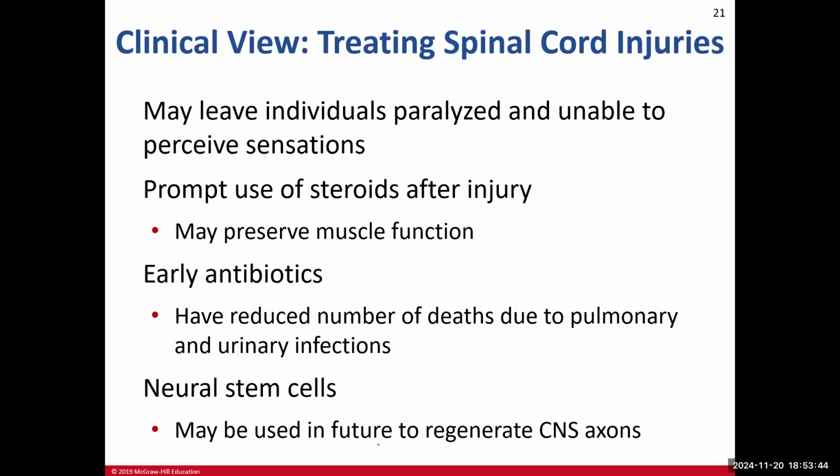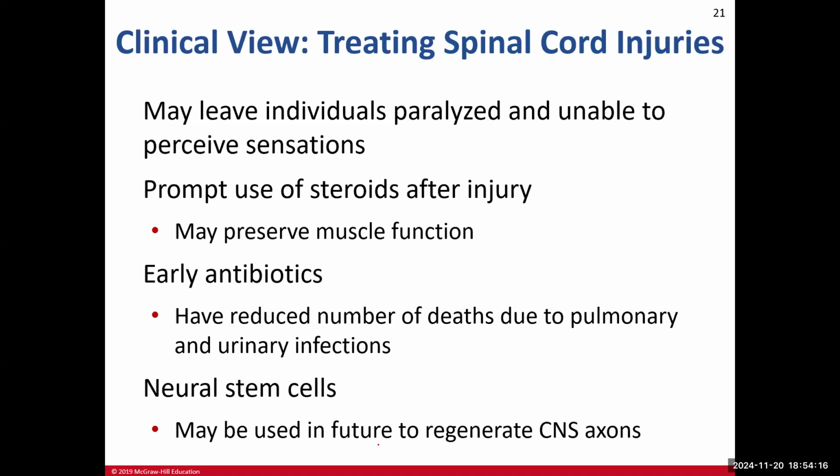So, first clinical view, treating spinal cord injuries. Depending on the severity of a spinal cord injury is going to determine whether or not an individual is able to feel certain sensations or be able to move their body. Either they're going to be paralyzed or they're going to be numb and they won't be able to feel certain sensations there.